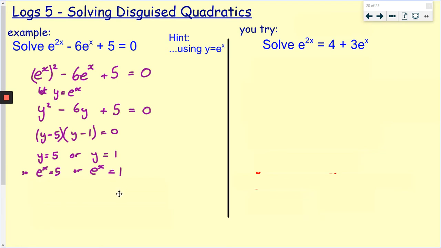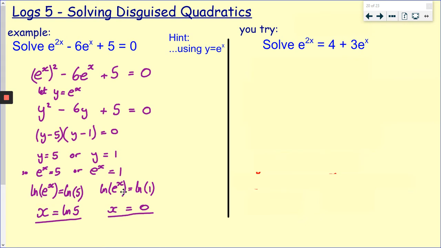Now we need to use logarithms to solve those two simple equations. You could take natural logarithms of both sides, because they're inverse functions, they're going to cancel out, so we're going to be left with x on this side and ln 5 on this side, and same again here. Now ln 1 is just equal to 0, so we can simplify that. Pause the video, have a go at the next question, and see what you can do.